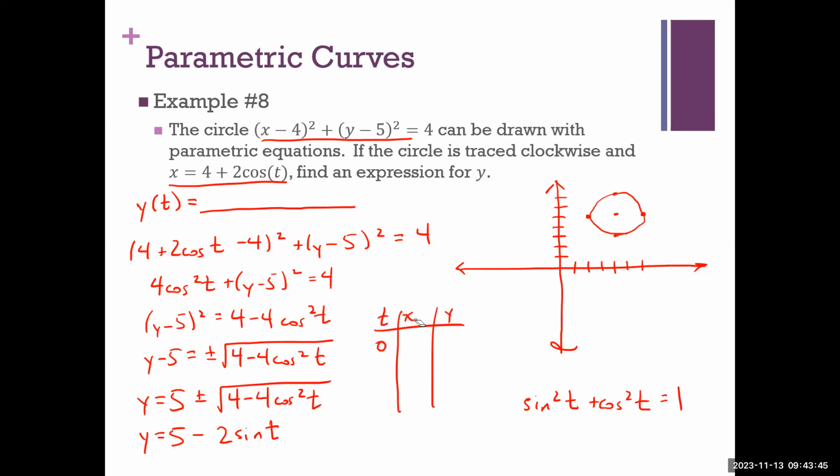If t equals 0, we know where x is, right? We were given x. What's the x value that goes with t equals 0? It'd be 6. And our y value, regardless of what side we pick, is going to be 5. So our starting point is here. Call that point A.